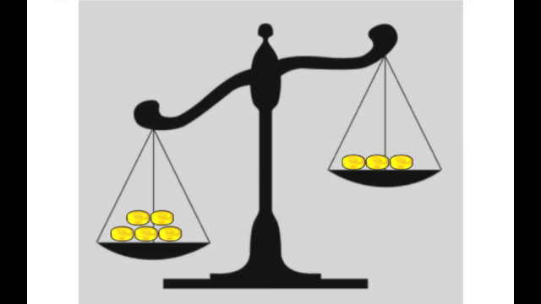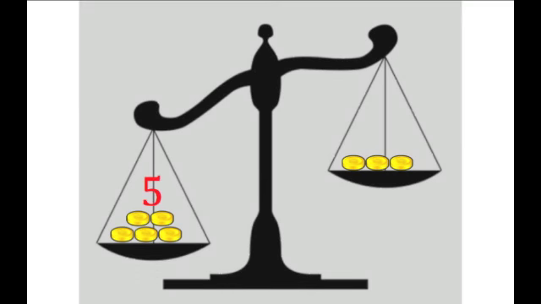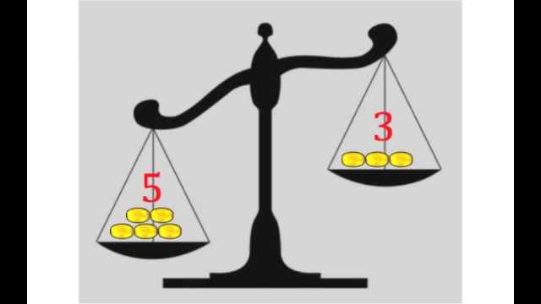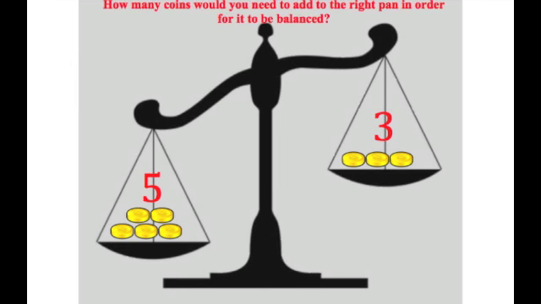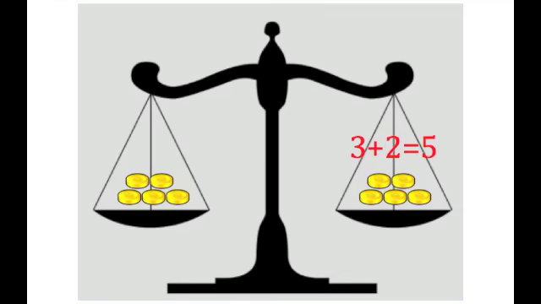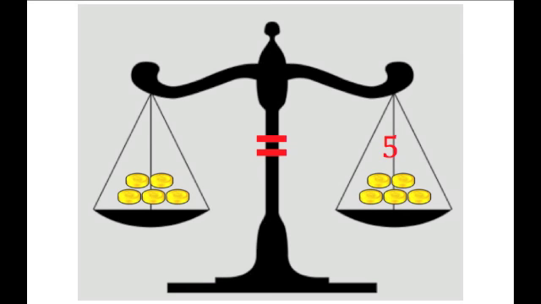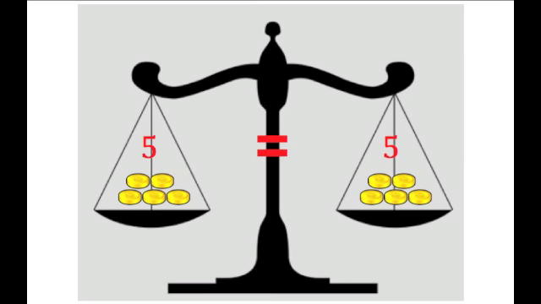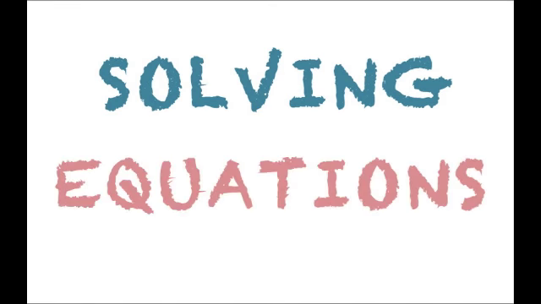So suppose we have a scale that has 5 coins on the left and 3 coins on the right. And we want to know what amount we need to add to the right pan in order for the scale to be in balance? You probably said 2 because 3 plus 2 equals 5, and it only makes sense that 5 coins would be in balance with 5 coins. This is the same logic that we can apply to solving equations.